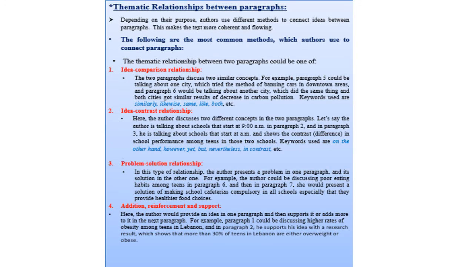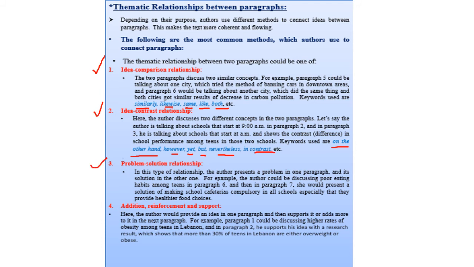Thematic relation between paragraphs. How are paragraphs related? Again, in one paragraph, for example, the author would be providing an idea, and then he would compare it to another one in the other paragraph, using words like similarly, likewise, same, like, both. Idea contrast: the author would be providing one idea in paragraph 2, and he is contrasting it or providing the opposite in the next paragraph. Clue words would be on the other hand, however, yet, but, nevertheless, in contrast.